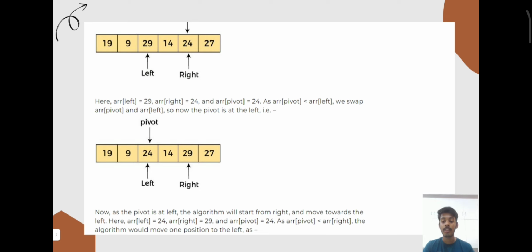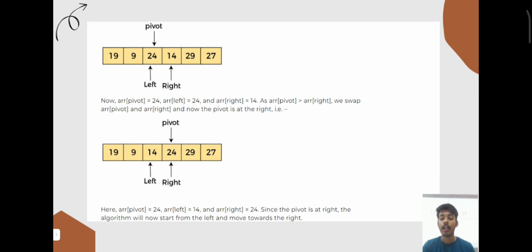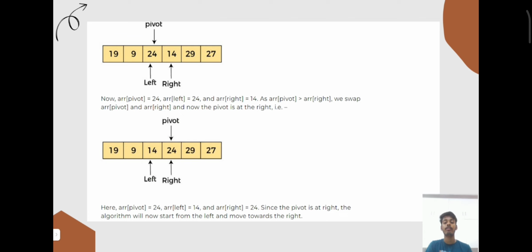Now, as the pivot is at the left, the algorithm will start from right and move towards the left. Here, array of left will be 24, array of right will be 29, array of pivot will be 24. As array of pivot is less than array of right, the algorithm would move one position to the left. Now, array of pivot is 24, array of left is 24 and array of right is 14. As array of pivot is greater than array of right, we swap array of pivot and array of right, and now the pivot is at the right. That is as shown in the below figure.